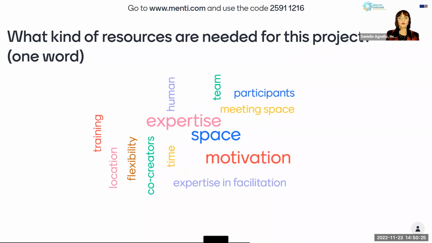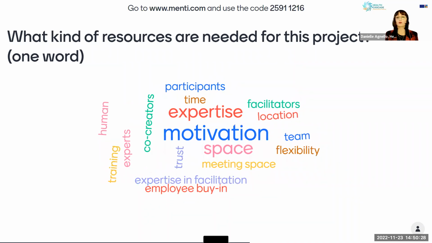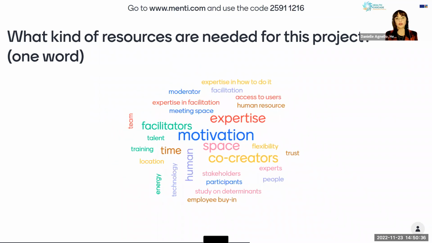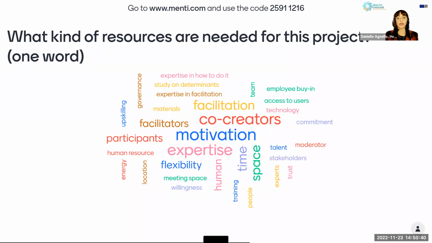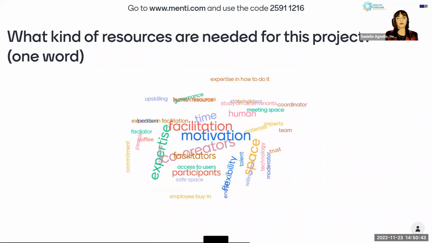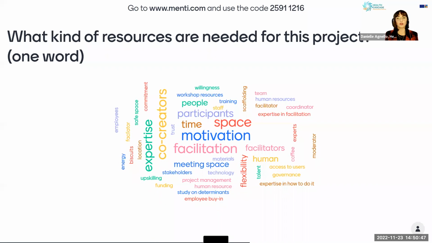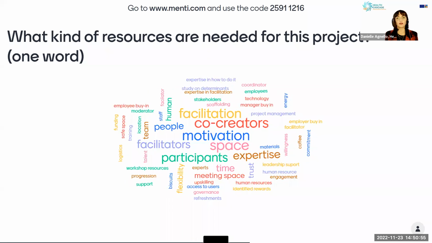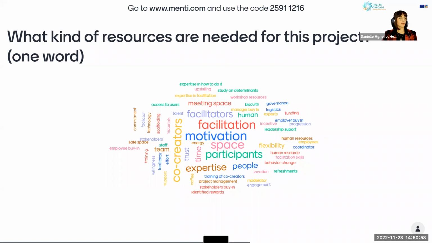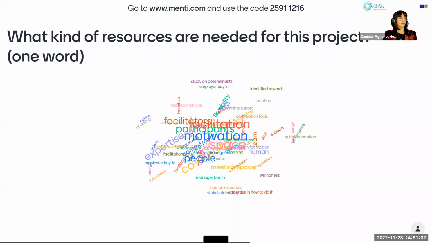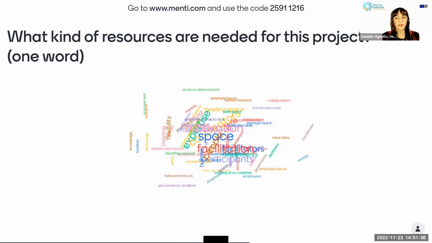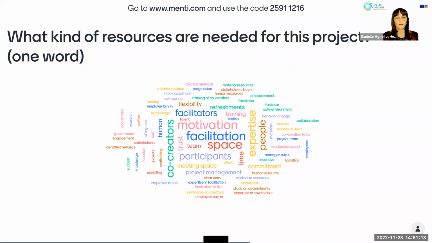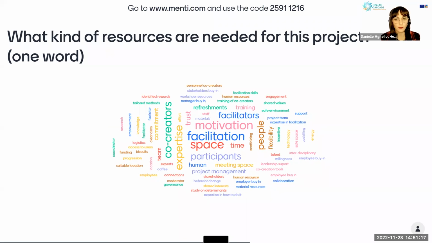We have space, motivation, team, expertise and facilitation. So we have a mix of human resources, material resources, employee buy-in, talent. Oh, interesting, yes, trust, definitely. Motivation seems to be quite a big one. Motivation, co-creators, we have expertise, facilitation. All right, a lot of responses coming in, so we're building quite a nice word cloud.